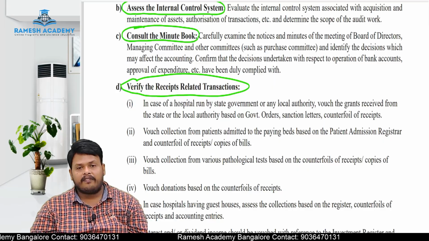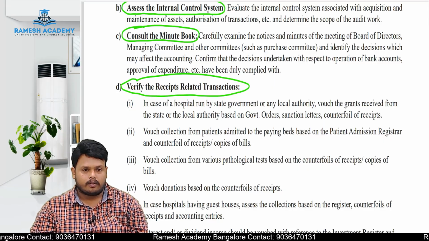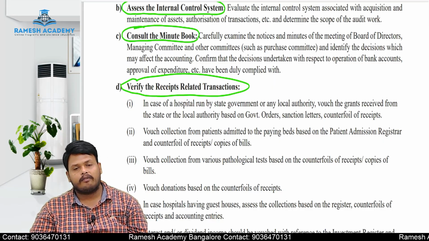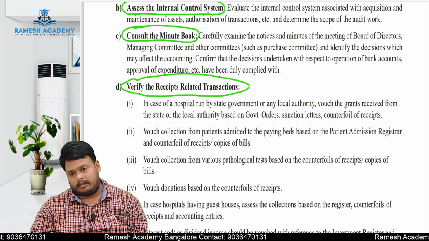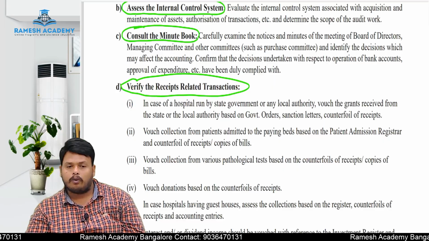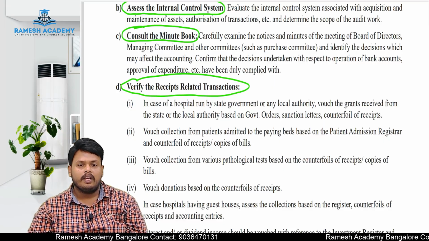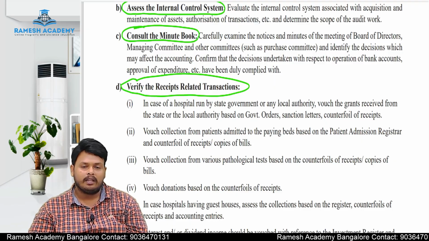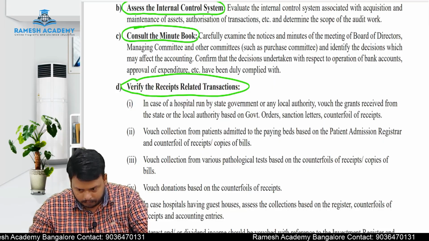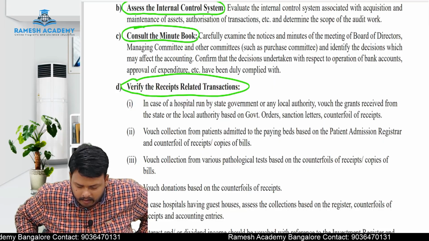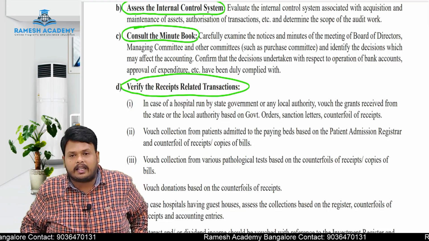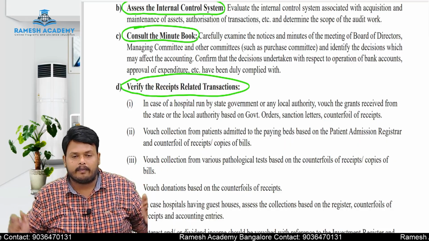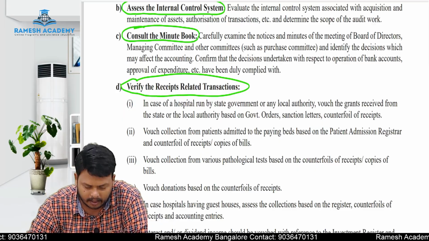Next, verify receipt related transactions. In the case of hospitality, the major income will be the patients. In the case of an education institution, the students will be the major income. In the case of hospitality also, the major income will be what? The major income will be patients. When they are treating the patients, after the treatment, whatever amount they collect from the patients will be treated as the major income.